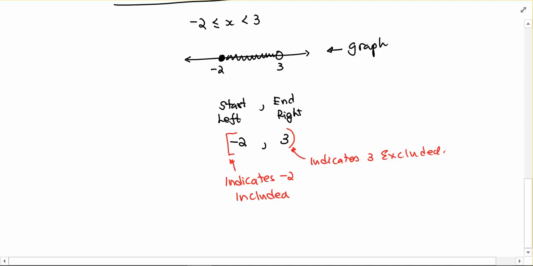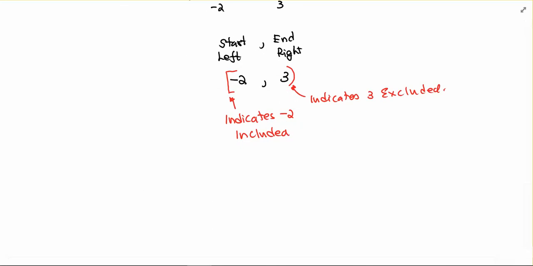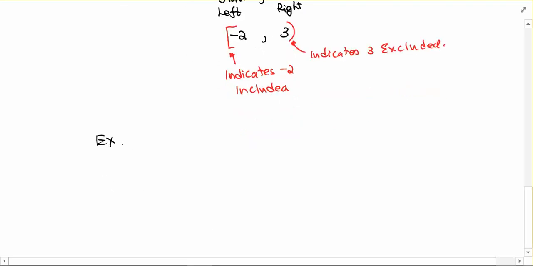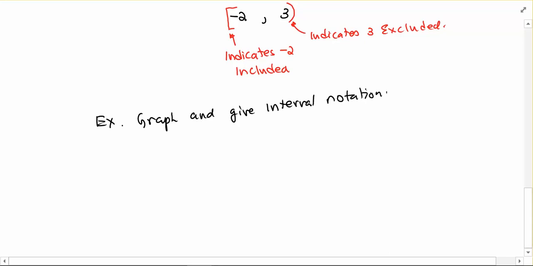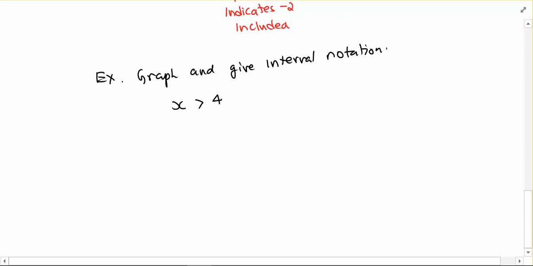Let's do another example of interval notation. So let's say example: graph and give interval notation. Well, this time let's say we have x greater than 4, right? Actually, you know what? Let's do a slightly different example. Let's do 4 written this way.